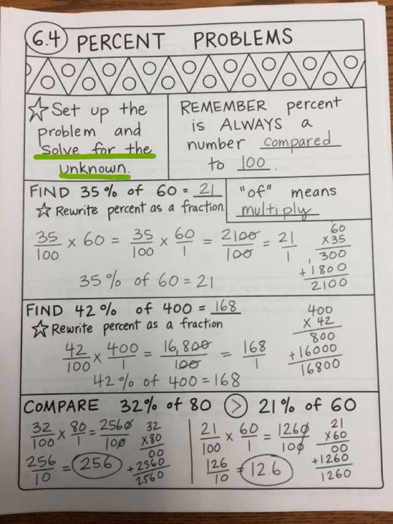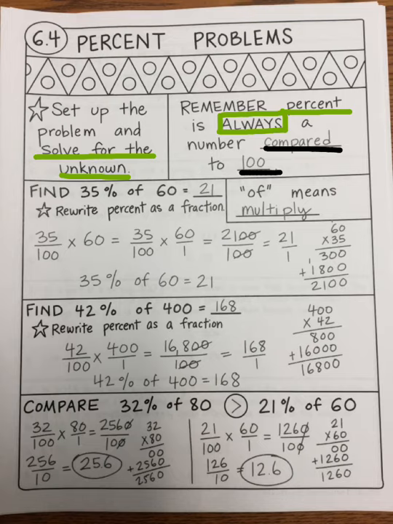Also, remember a percent is always a number compared to 100. That's important. You're always going to see that number over 100. It's being compared to that. It's telling you how many pieces are being counted out of that 100.